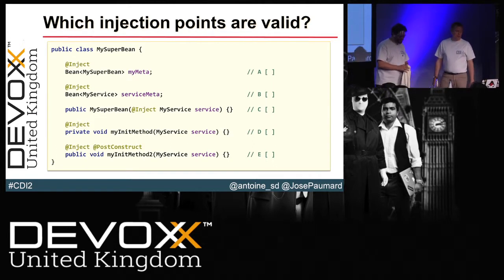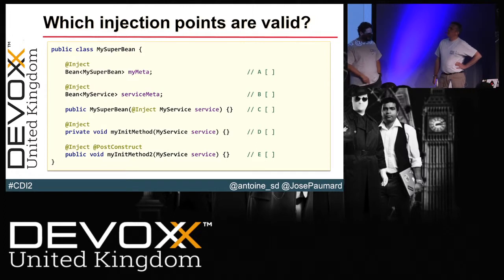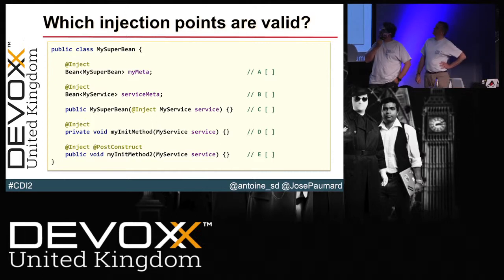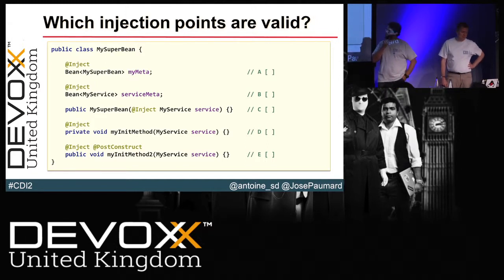Which one of those injection points are valid? Let's go through that quite quickly. The first injection point, yes, it's a bean object from the CDI container. It's a way to get metadata from the bean manager, about the current bean. So it's a way of injecting metadata about this object, class MySuperBean. The second one looks like it, but the difference is that the parameter is not the same. In the first case, I'm injecting metadata from my own class, and in the second case, from another class, another type. The third case is injection inside a constructor, the constructor of MySuperBean.